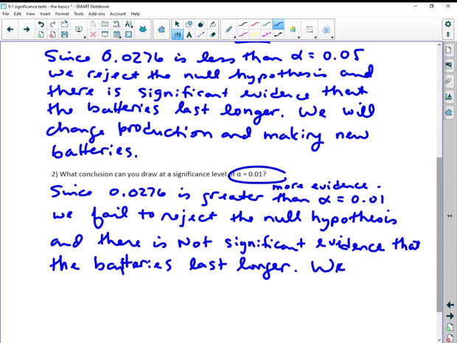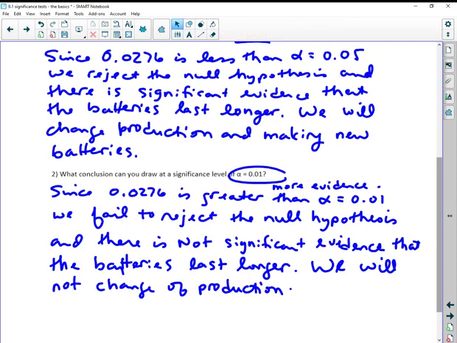What are we going to do about this? We've just got a result. What are you going to do with this information? We will not change our projection because we don't have these new batteries, which we failed to reject. There was not the evidence. We are going to just stay the course and keep our old batteries.